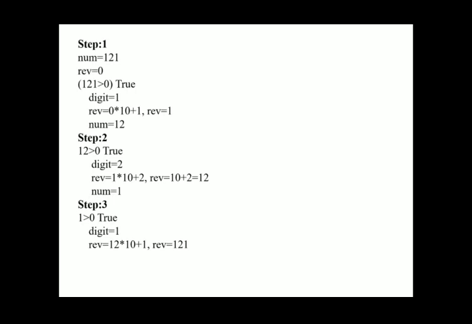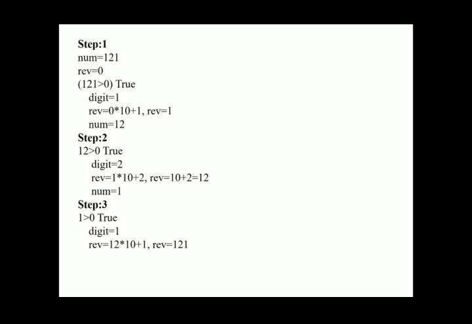So in order to get the current num value, num is divided by 10 and the quotient value will be 1. So again the process is repeated with the num value as 1. In this step we get the digit value as 1 and reverse as 121. Now the number is reversed and num will be 0. So again the condition will be rechecked. Now 0 greater than 0. Now the condition becomes false. So automatically the algorithm gets terminated.